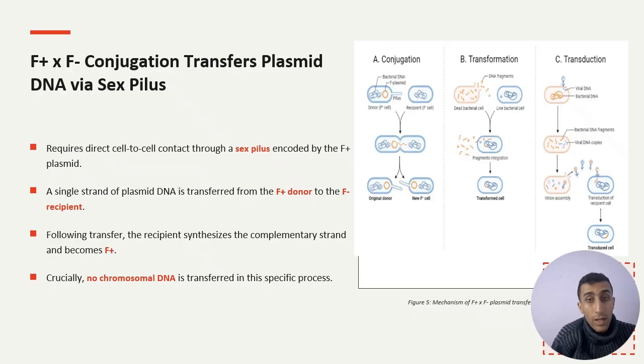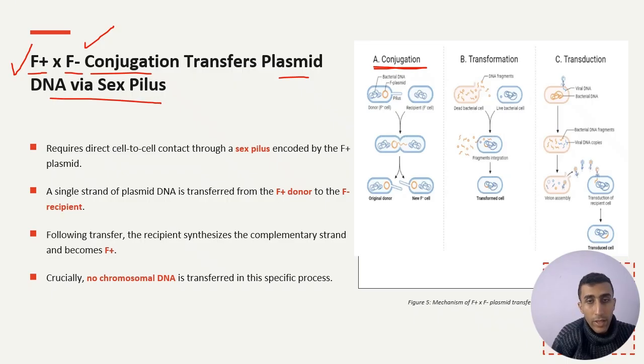And the other example, which is sexual contact in bacteria, is conjugation. So we have F positive and F negative bacteria. What we mean by F positive is that they have a plasmid. If the bacteria have a plasmid that encodes for the sex pilus, it is called F positive, aka male bacteria, versus F negative, which are the female bacteria. So F positive, F negative conjugation is a process that transfers plasmid DNA via the sex pilus.